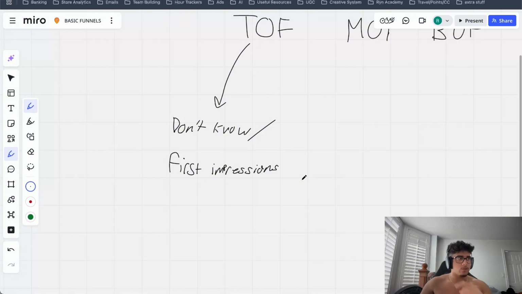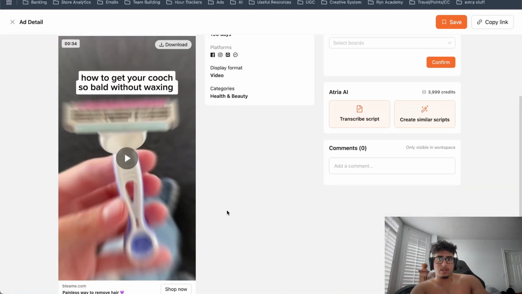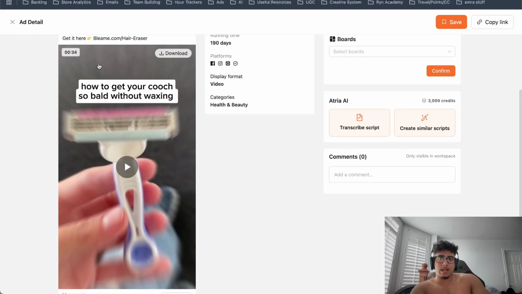Actually, let me do this. Let me go find an example of a top funnel ad, and I'll show you exactly what I mean, because I feel like I'm just waffling. All right, so I found an ad that would be considered a top funnel ad, okay? How to get your private area smooth without waxing, okay? That's the purpose of the ad, and it pretty much just starts with the problem, right?